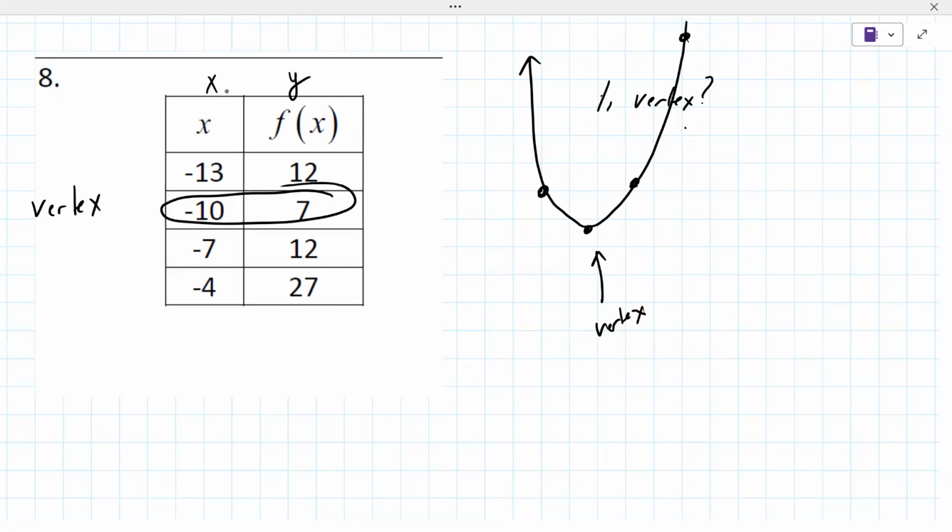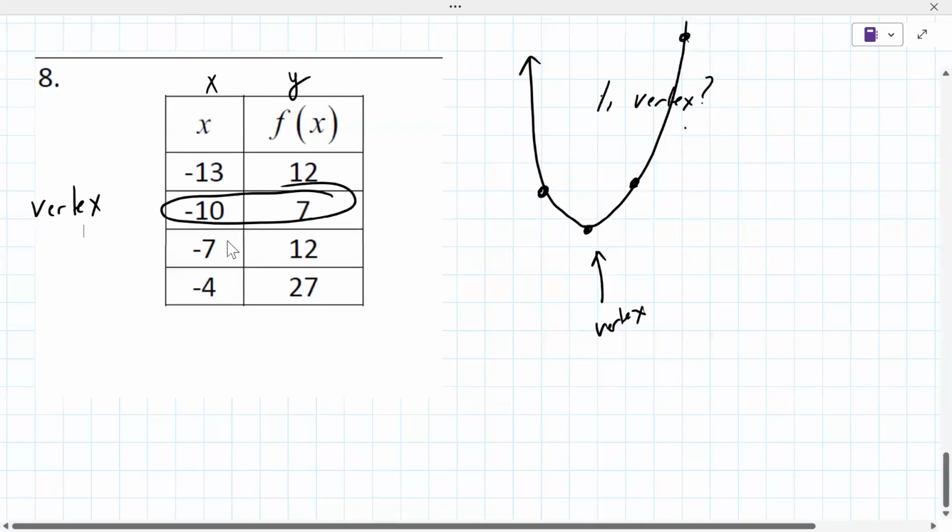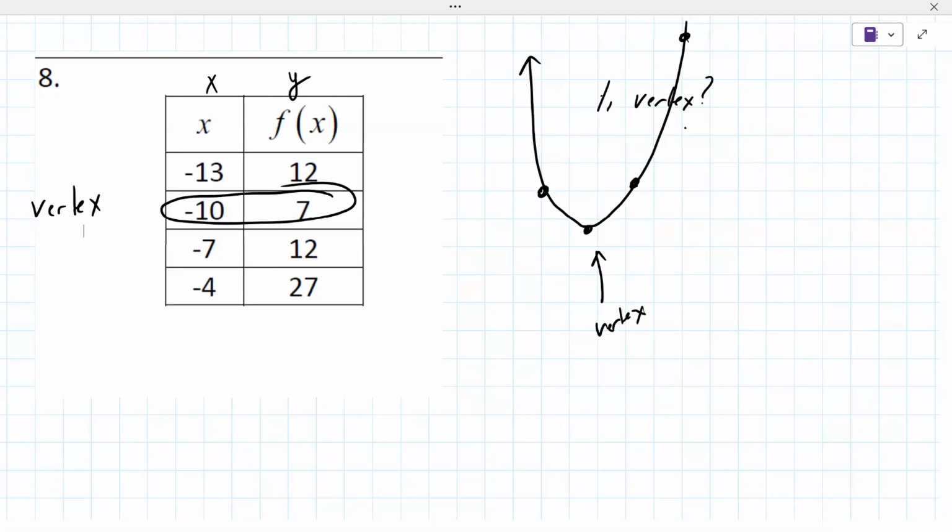So for 8, you're gonna use the vertex, that's your h, k. You pick another point for that. Then we saw an example in class that was a little more straightforward, where some of the y values and x values are the same as others since it was symmetrical, and so it's easy to see the vertex.